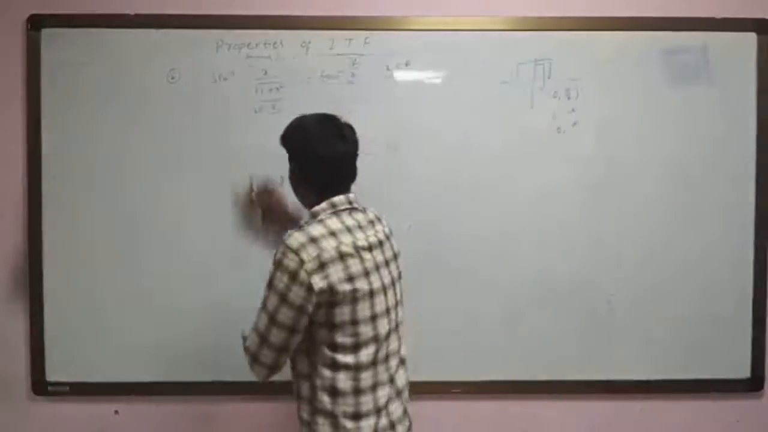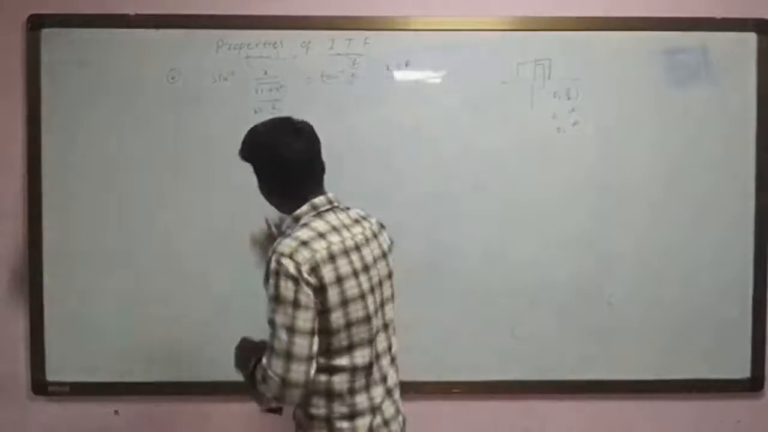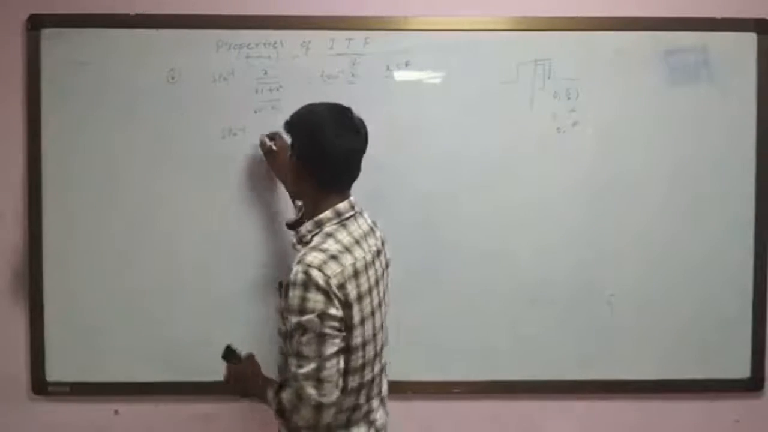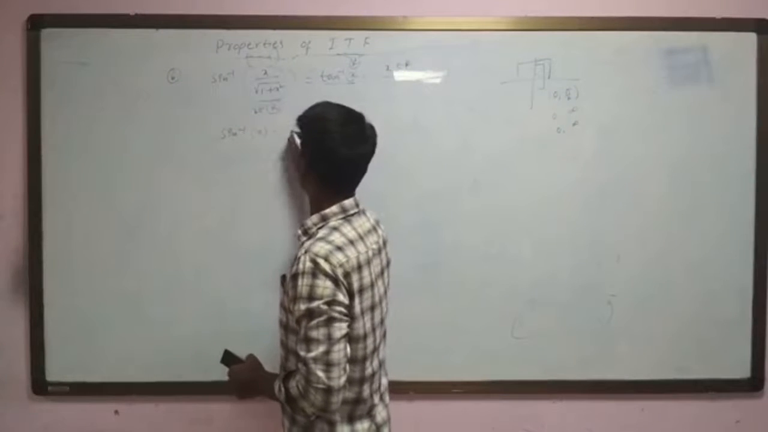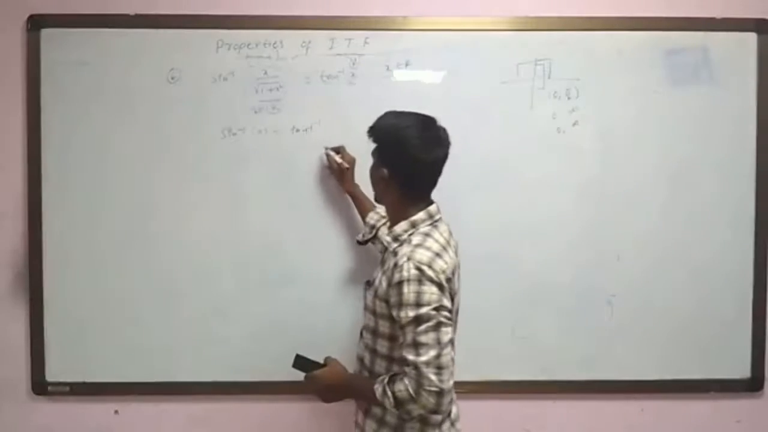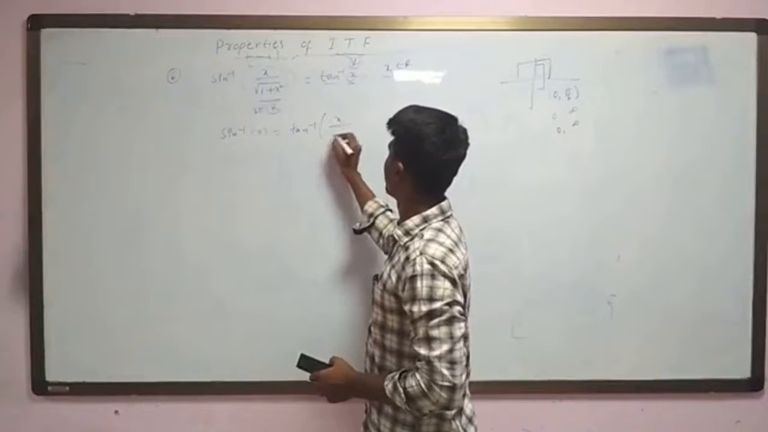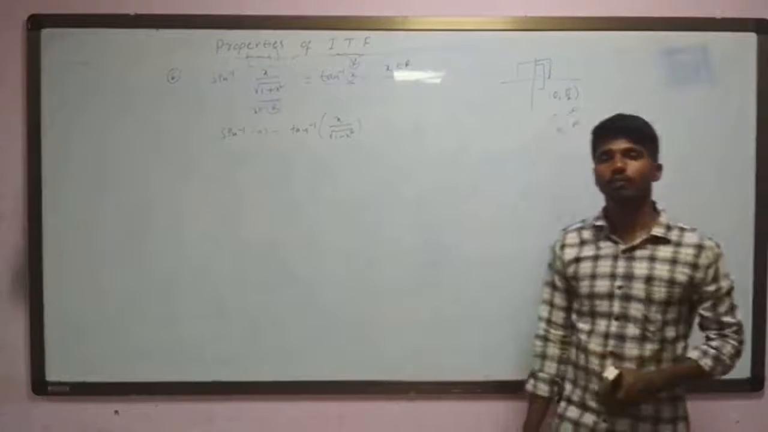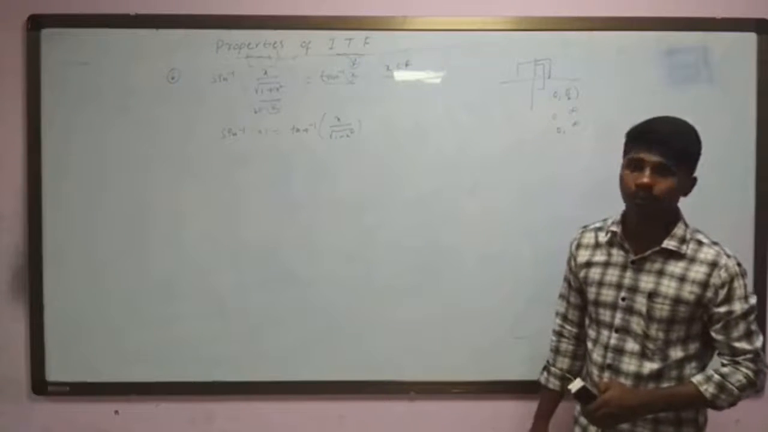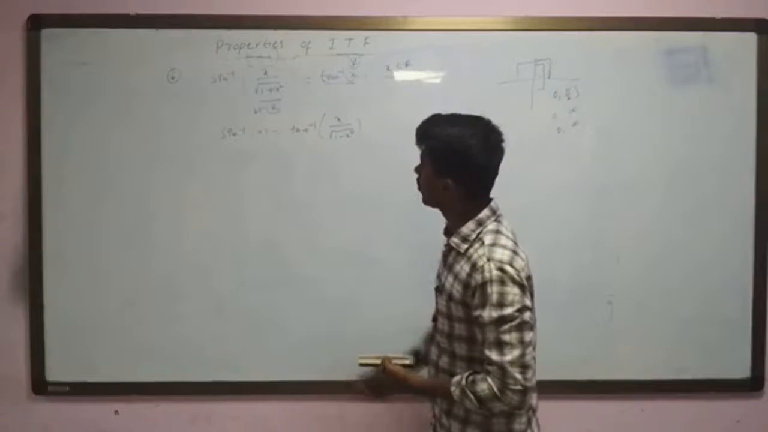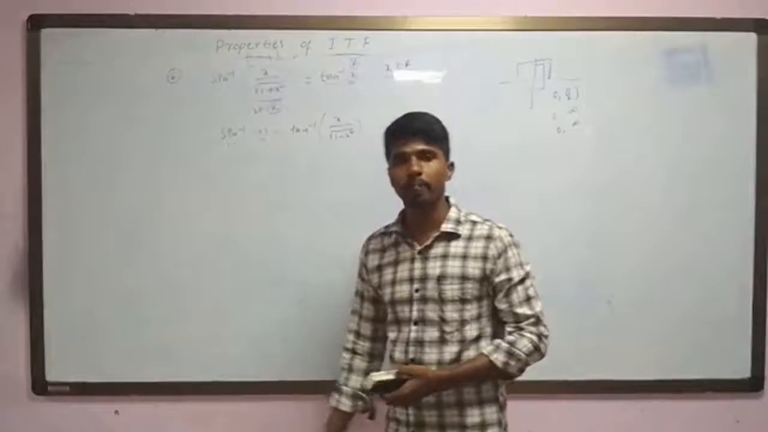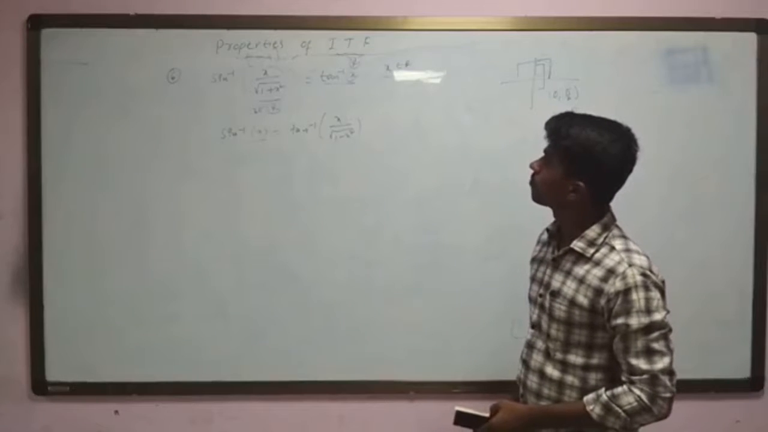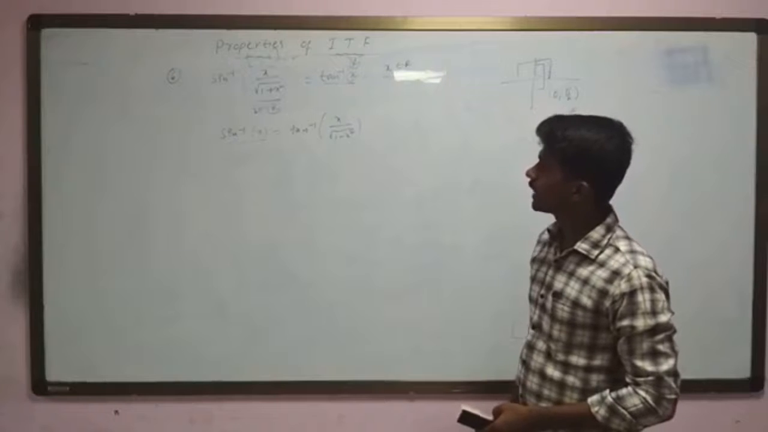In the same way, suppose we want to go for the next property, which is nothing but, they have given sin inverse x is equal to tan inverse of x by root of 1 minus x square. So if they have given this, I take the sin inverse x as y.